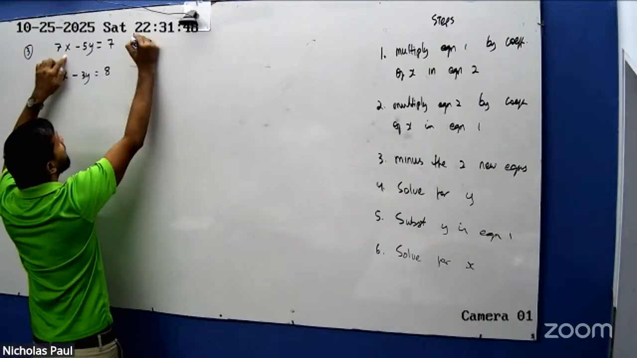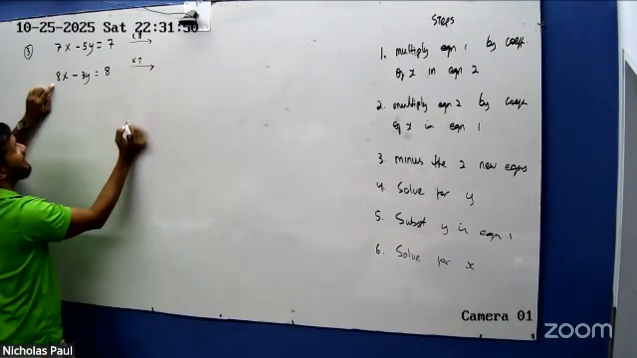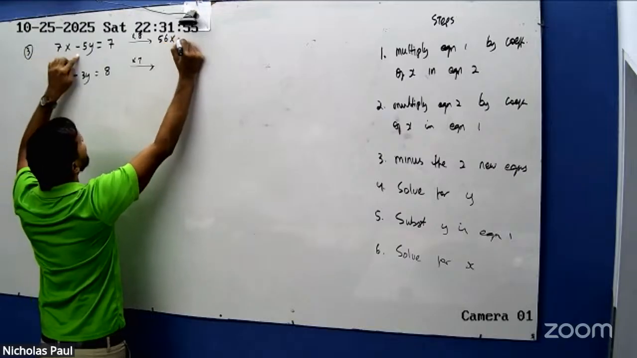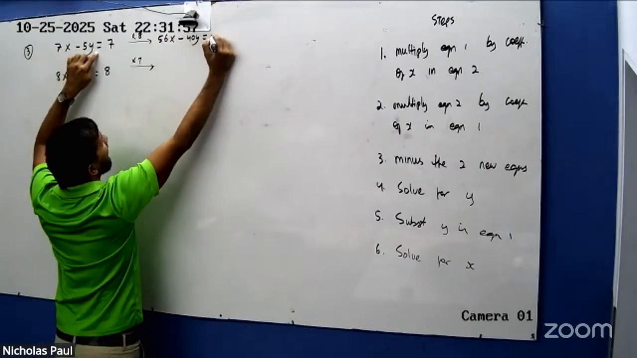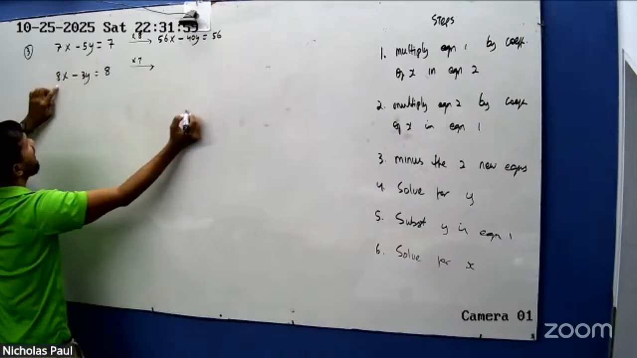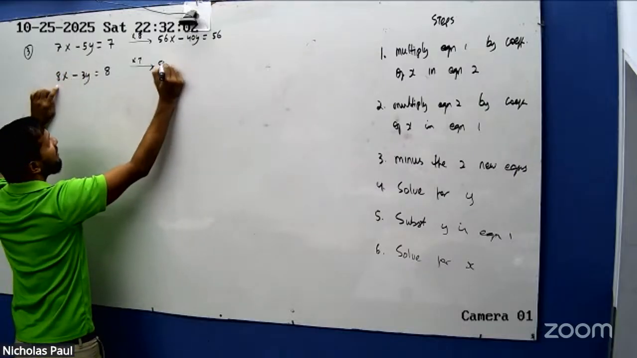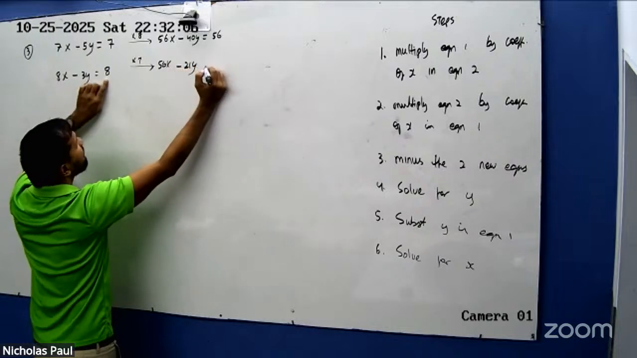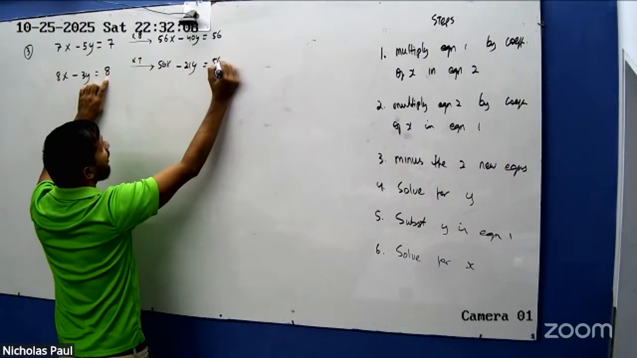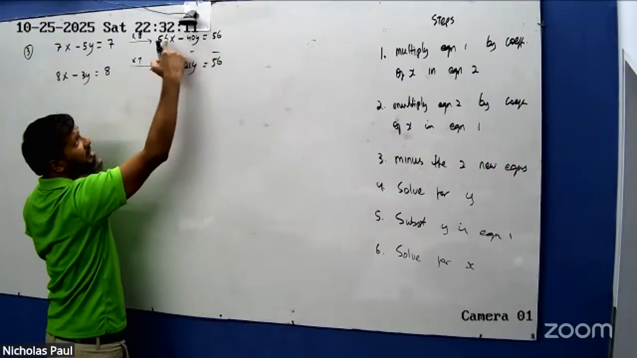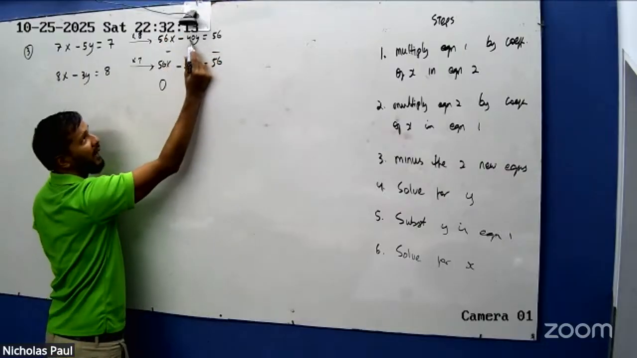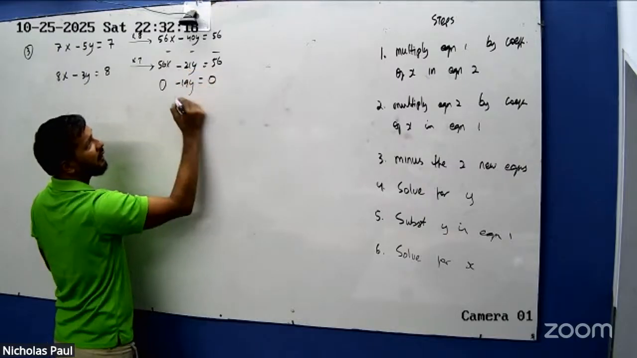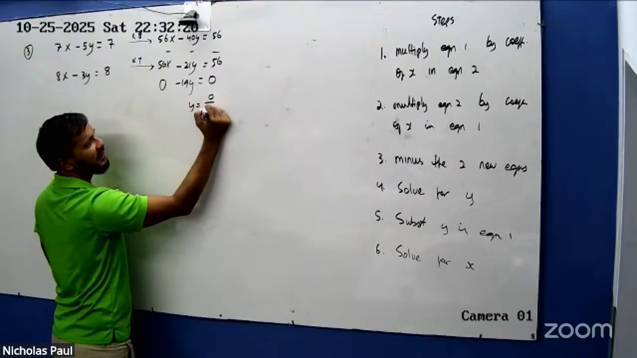So we multiply this by 8, multiply this by 7. And here we get 56x minus 40y is 56. Multiply this by 7, you get 56x minus 21y. Minus, minus. This is 0, minus 40 minus minus 21 is minus 19. Carry across the minus 19.